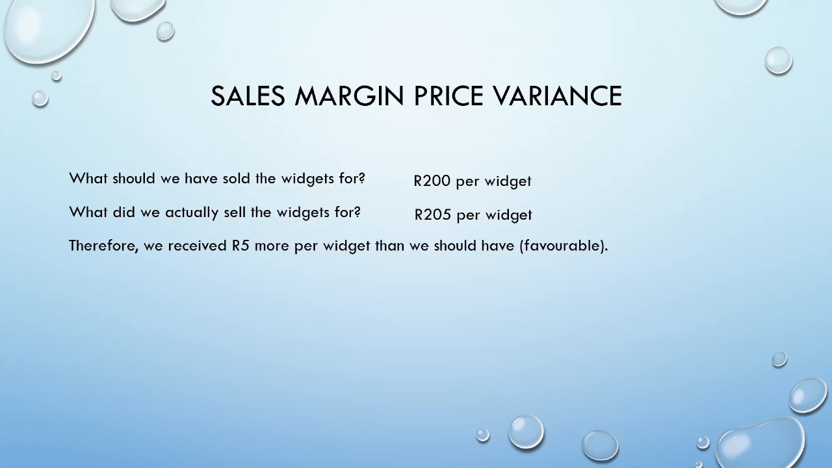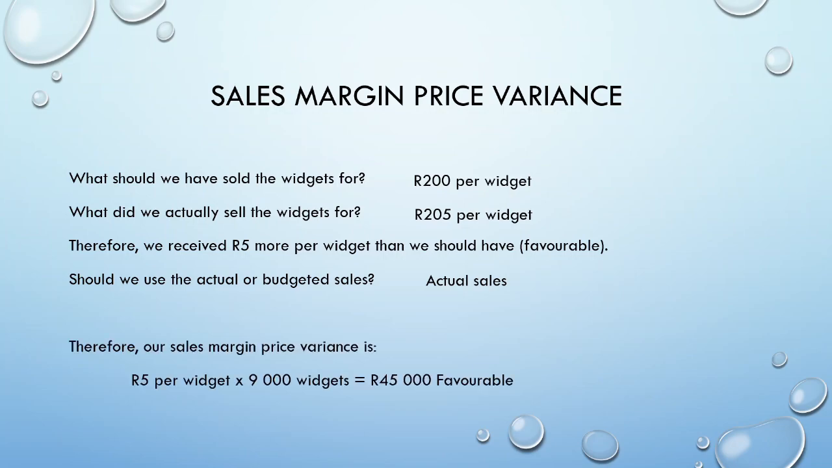Now we have the sales price variance per unit sold. To convert this to the total sales price variance, we need to ask if we should use the actual or budgeted sales. As with our materials price variance, we are going to use the actual sales. Therefore, our sales margin price variance is the 5 Rand per widget multiplied by the 9,000 widgets actually sold to arrive at 45,000 Rand favorable. We will not work through a journal entry for any of the sales margin variances because the sales margin variances are typically not recorded in the accounts.